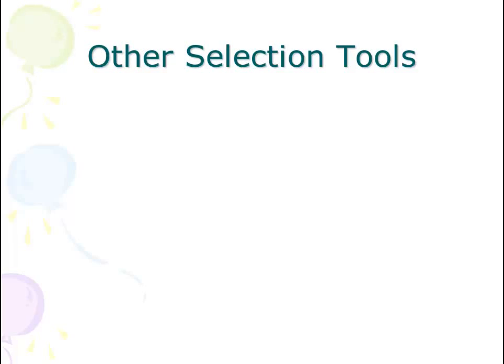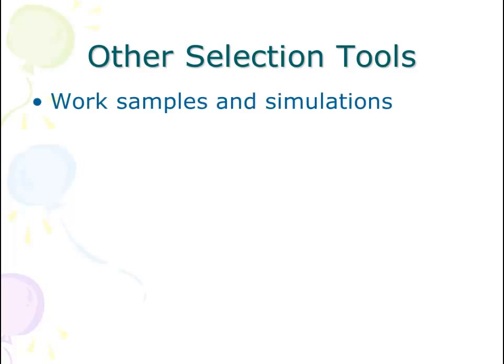There are many other selection methods than what we can cover here, but I'd like to mention a couple more, albeit a little bit briefly. A work sample is when you have an applicant actually do the task that they would do. For example, for the job of a manuscript editor, you could give them a sample document and ask them to identify and fix errors. Work samples sometimes take the form of simulations which attempt to recreate a work environment.